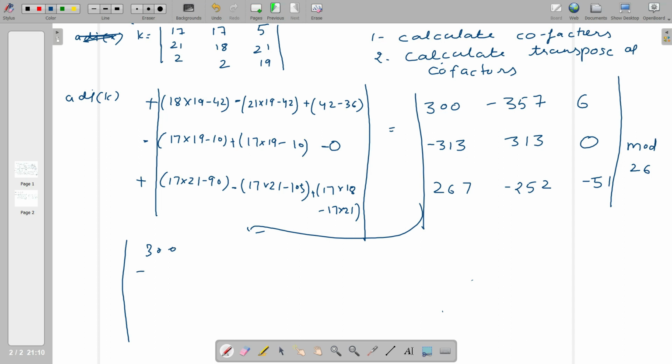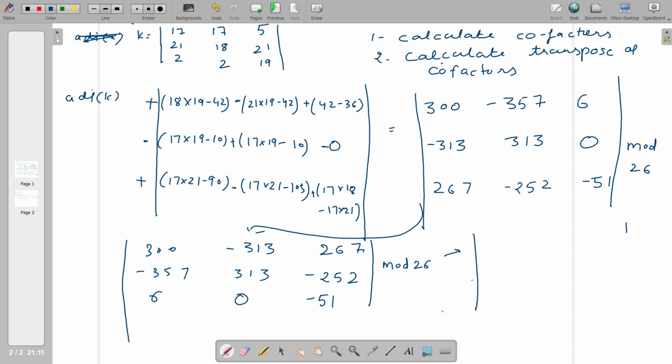300, minus 357 and 6. Then it comes out to be minus 313, 313 and 0. Then it comes out to be 267, minus 252 and minus 51. And it is a mod 26 operation. So when we divide each and every element of this matrix by 26, what will be the remainder?